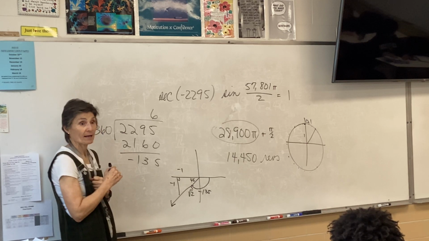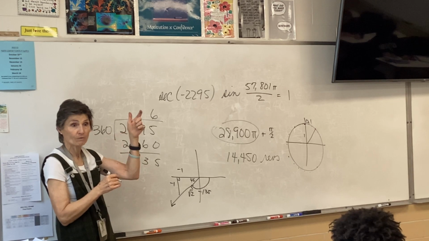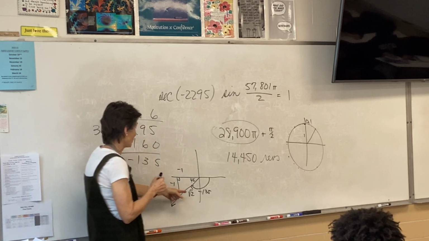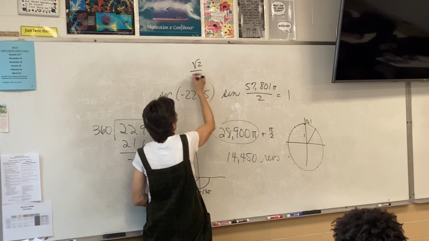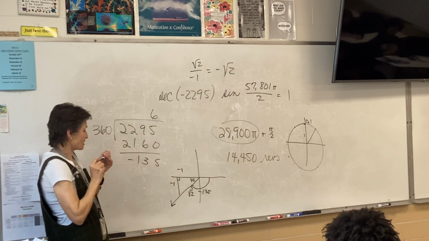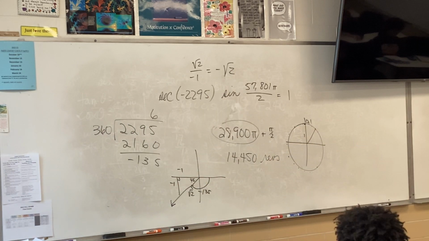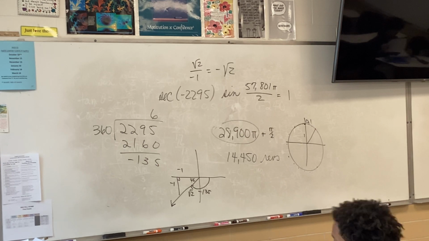Cosine, which is x over r, but we're doing secant, so it's r over x, which will be root 2 over negative 1, or negative root 2. Oh my gosh, don't you feel powerful and smart? Good job, good job. Is that the last problem?